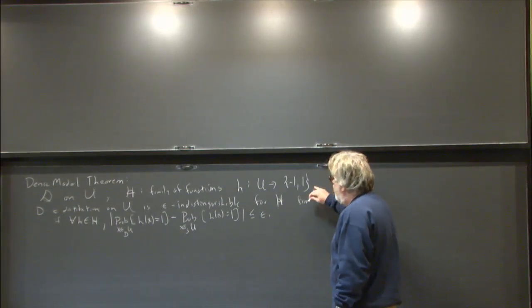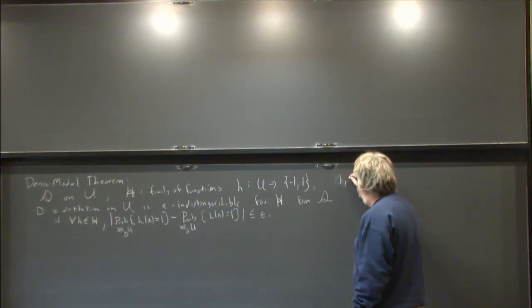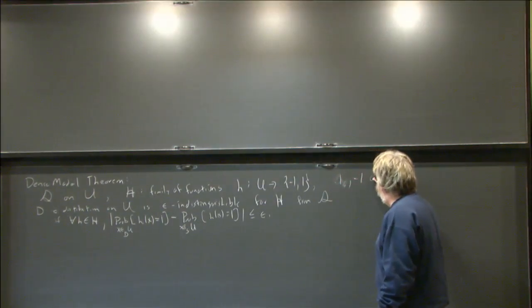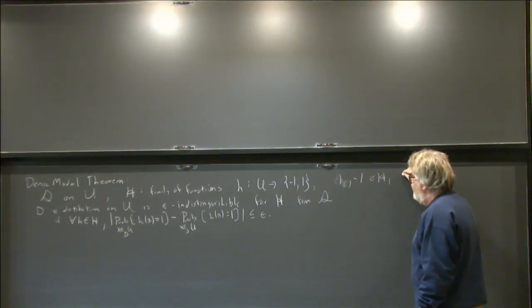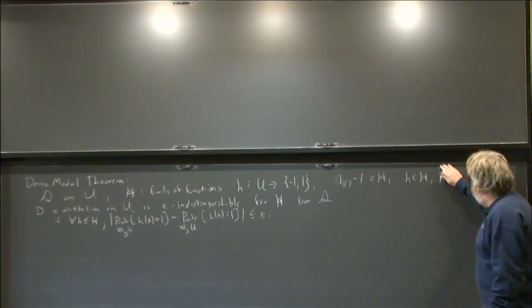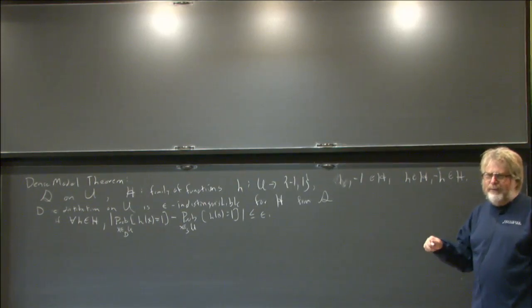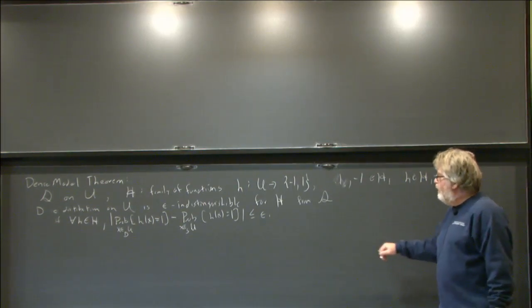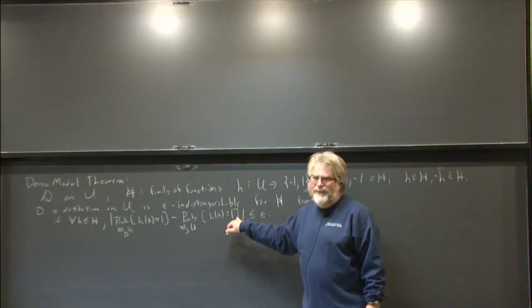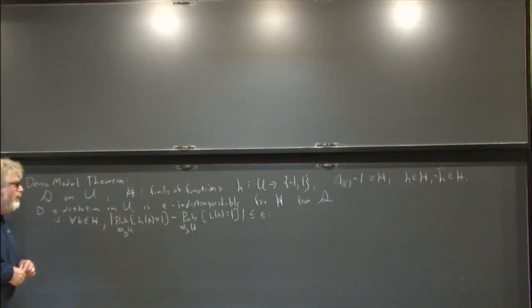The only thing I'm going to assume about H is that the constant functions 1 and minus 1 are in H, and for now, if h is in H, then negative h is in H. That's just going to allow us to drop this absolute value without loss of generality. Otherwise, it can be pretty much anything.